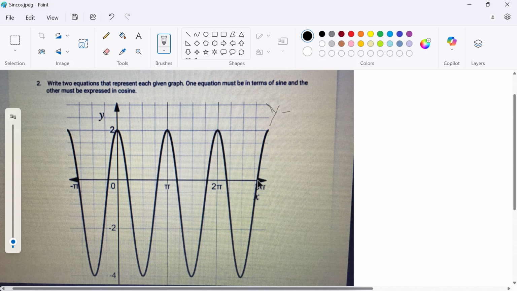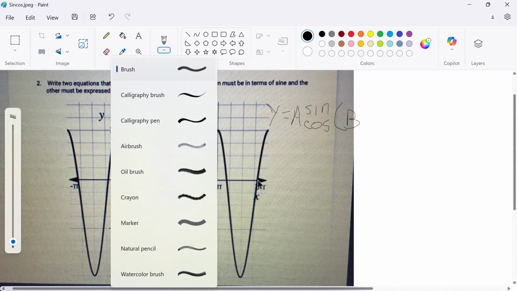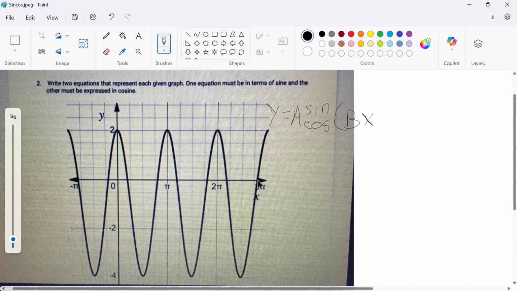Y equals A sine or cosine, B times (X minus C) plus D. And now for the parent function, remember the parent function for sine or cosine goes from plus 1 to minus 1. So the amplitude of that is 2. From 1 to minus 1 is 2. So the parent amplitude is 2.